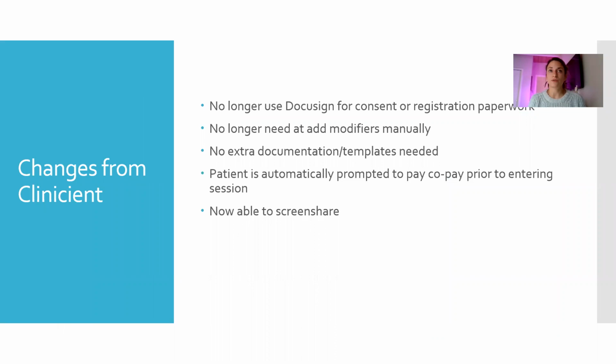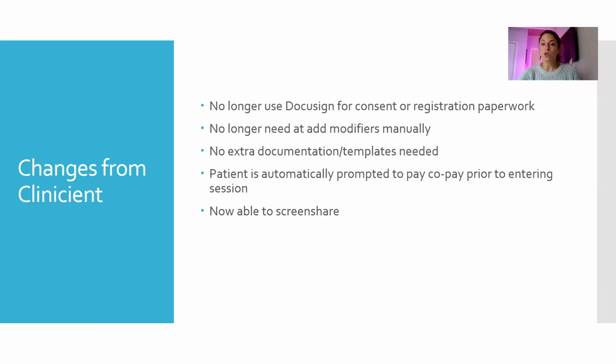Let's review some of the changes from Clinicient to Raintree in terms of telehealth, because I know a lot of you started doing telehealth on Clinicient, but there are a couple of changes to go over. One of the big ones is that we no longer are using DocuSign for consent paperwork or registration paperwork. When you send out the link to the appointment for Raintree, it automatically makes the patient sign consent before they're allowed to join the appointment. So you don't have to send out anything extra ahead of time. And then as another feature with Raintree, we can always send out the registration paperwork electronically. So this is not something that we need to use an outside system for anymore. Everything is integrated through Raintree.